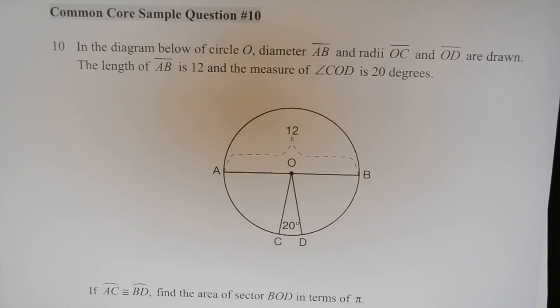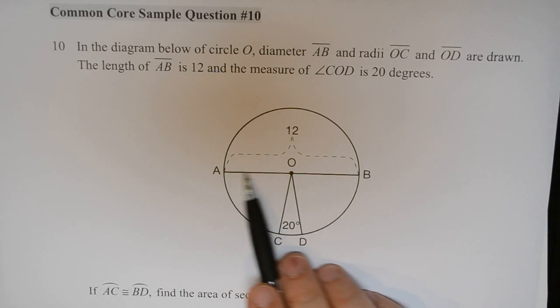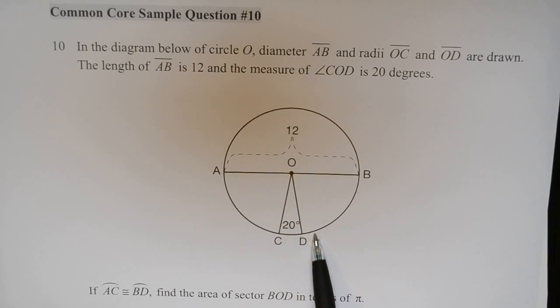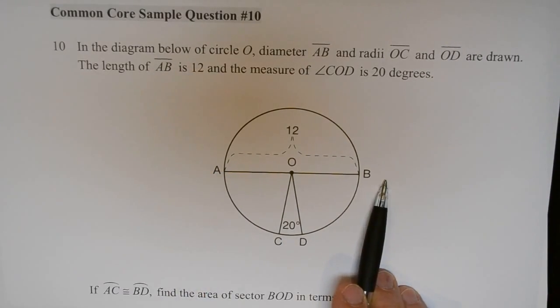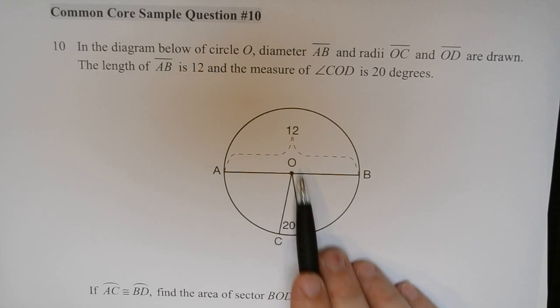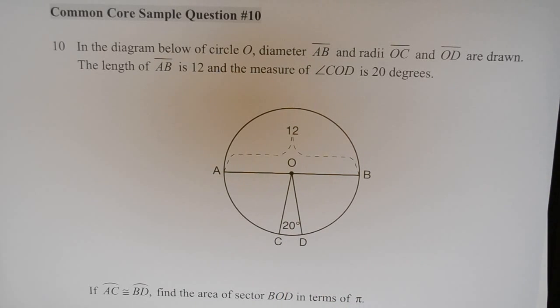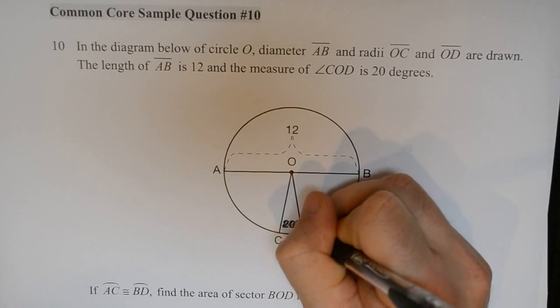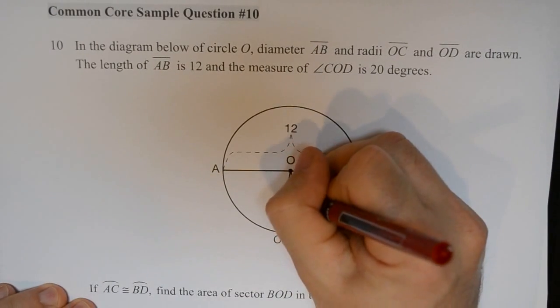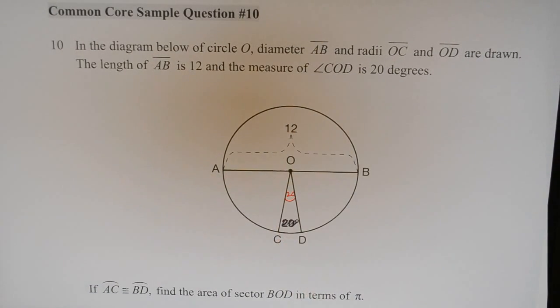All right, we have a circle here and a whole lot of information, so we're going to start to decode. Diagram below, circle O, I can see that, diameter AB, radii OC and OD, so all of this I can see. The length of AB is 12, I can see that. The measure of COD is 20 degrees. I personally am very unhappy with the way they labeled that picture. I'm going to cross that out, and I'm going to go ahead and put a 20 degrees much closer up to that angle, and I'm going to mark it.